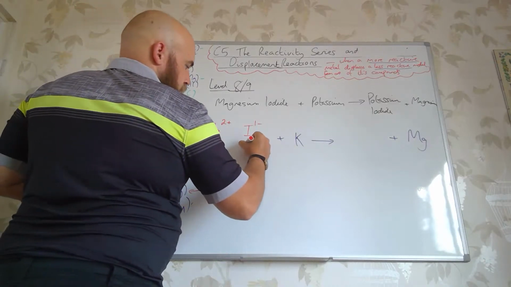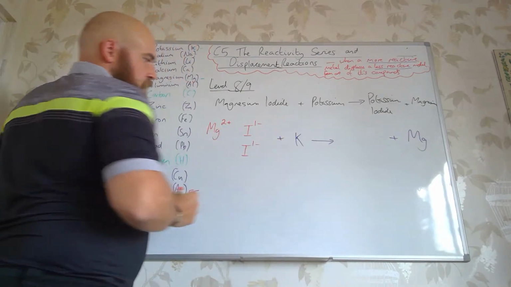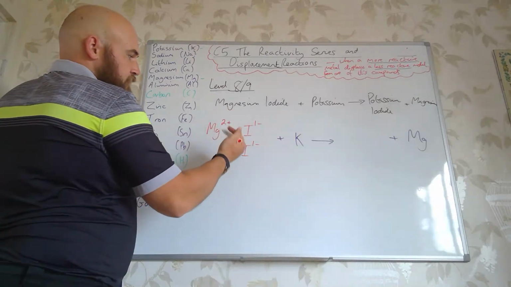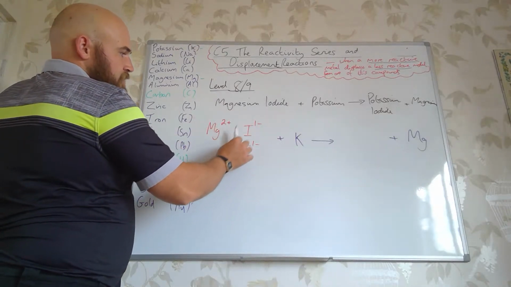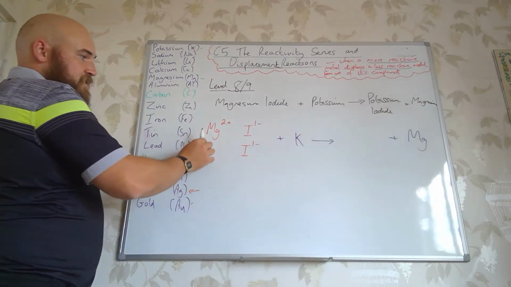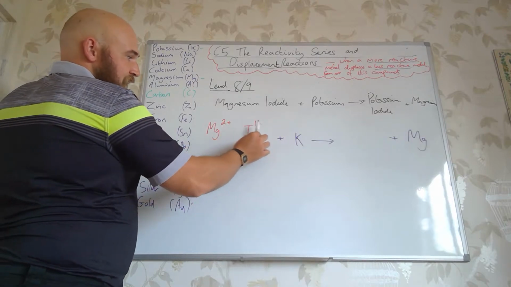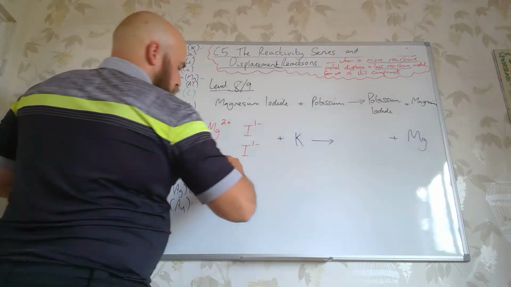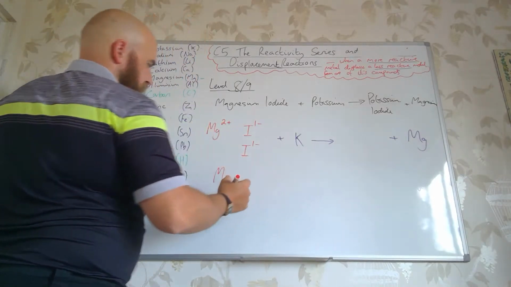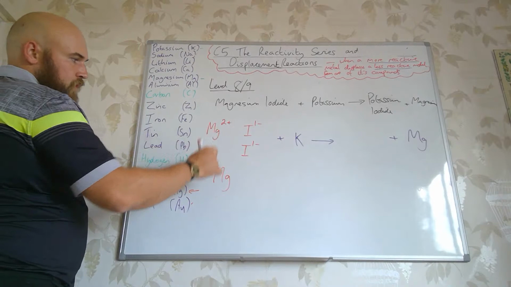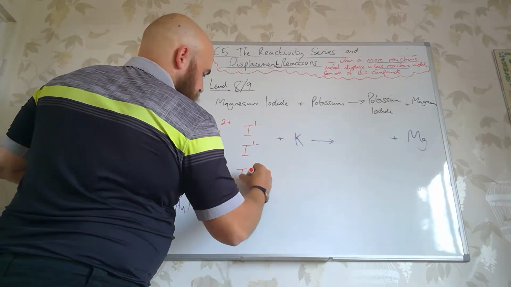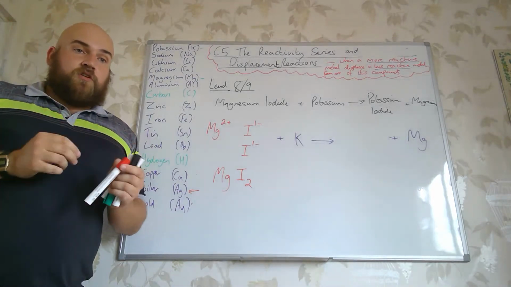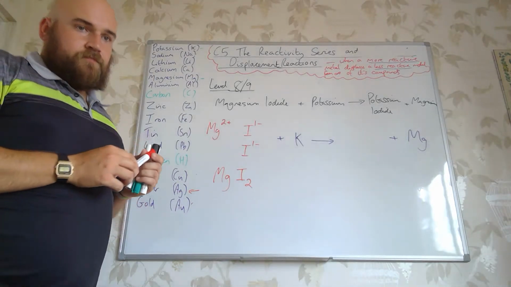So I'm going to need another negative, all right? Just by having a look, imagine it's like a seesaw, if you like. Have I got the correct number of negatives and the correct number of positives? So I've got a 2+ on the left, and I've got 2 minuses on the right. So the formula is Mg, and how many of them have I got? 1 of them. I2. Okay. So you've got to make sure they're balanced, all right?